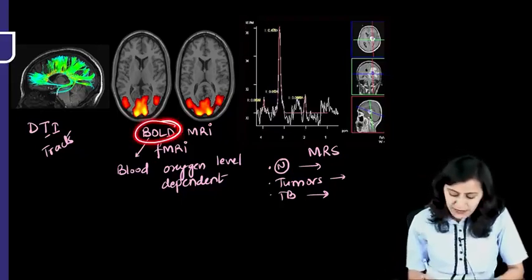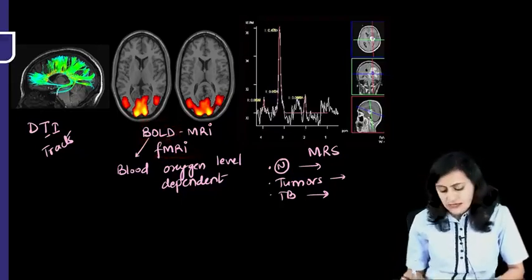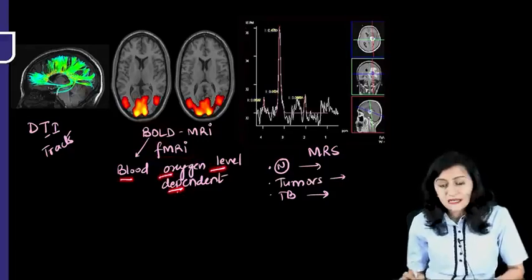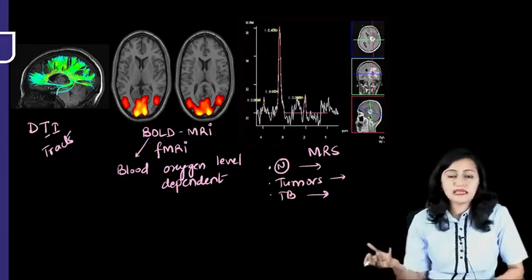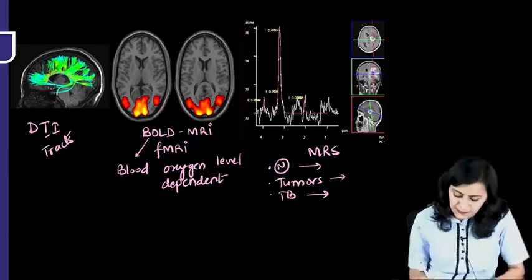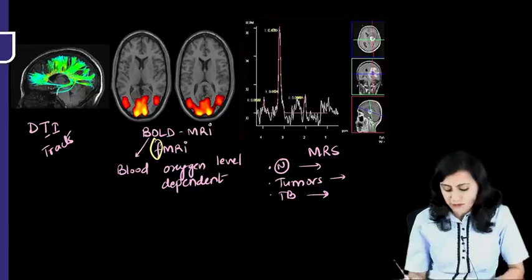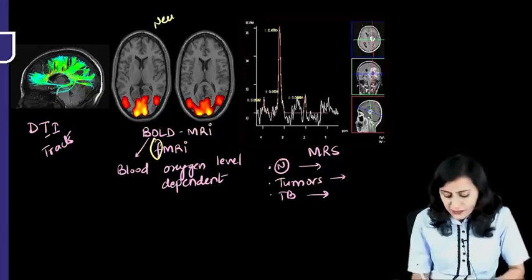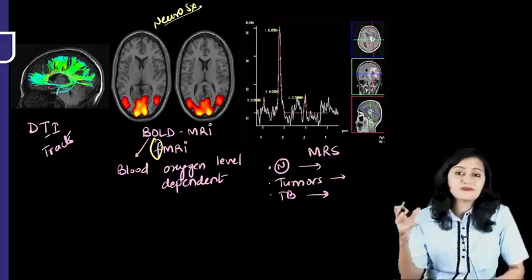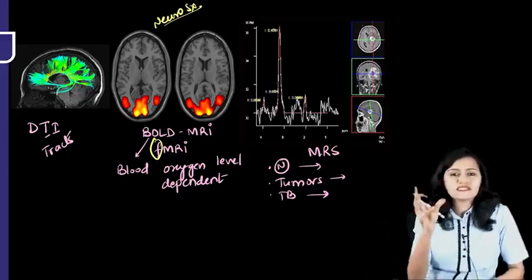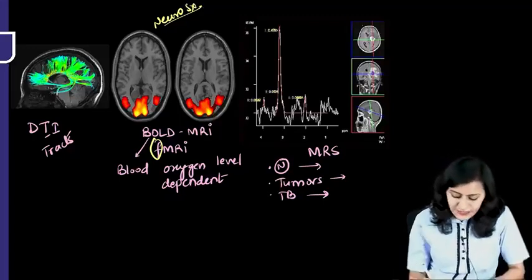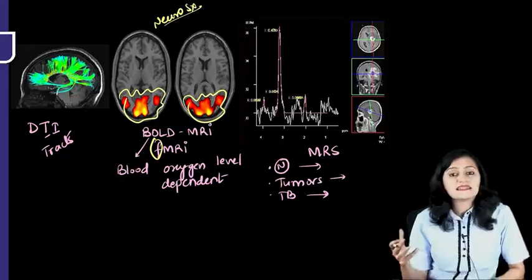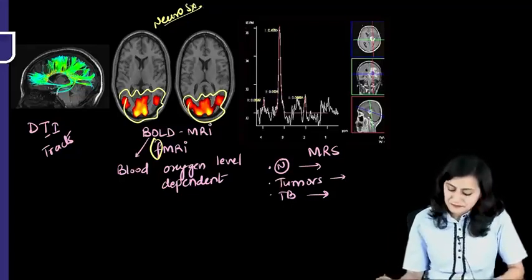This one is BOLD MRI or functional MRI, which is blood oxygen level dependent. It helps us in identifying the eloquent areas of the brain. They are activated, so they help us in identifying the functional areas of the brain. The use of this is in neurosurgery planning. It helps in planning how much is the safe region to be removed without affecting the eloquent areas. So when in an MRI image you see these lighted up areas like this, that is a functional MRI.